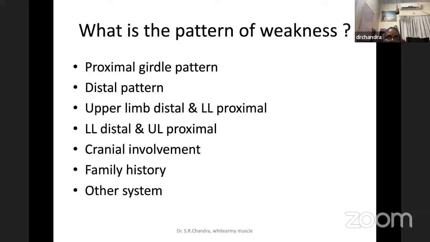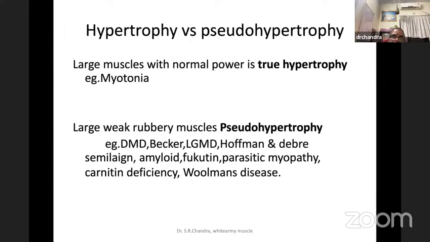So at the end of inspection and examination, doing all the various elicitation of reflexes, you recognize the pattern: proximal girdle pattern, distal pattern, upper limb distal, lower limb proximal, lower limb distal, upper limb proximal, with or without involvement of the cranial nerve, with or without family history, and what about other systems? These questions will be answered at the end of history and examination.